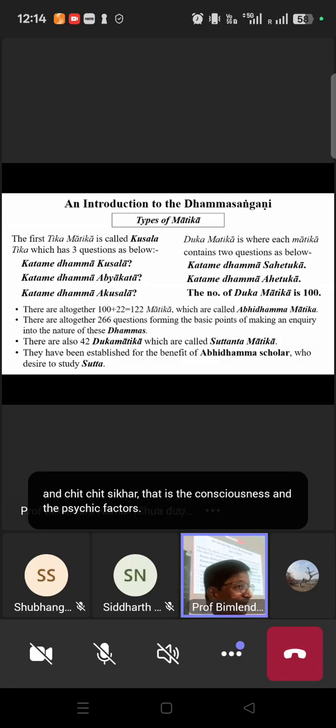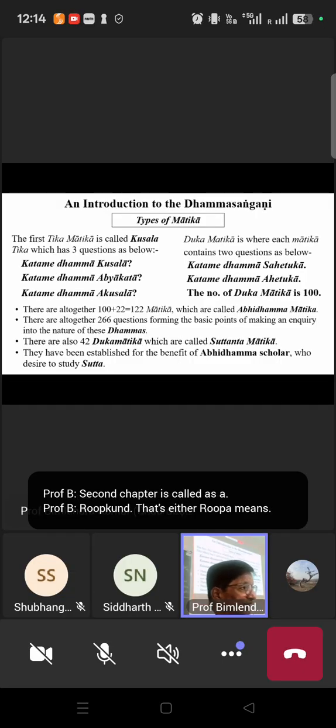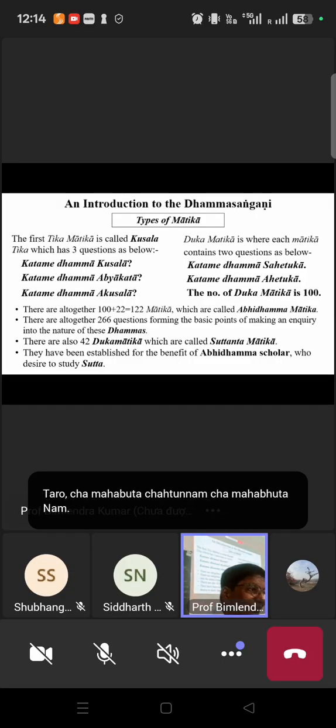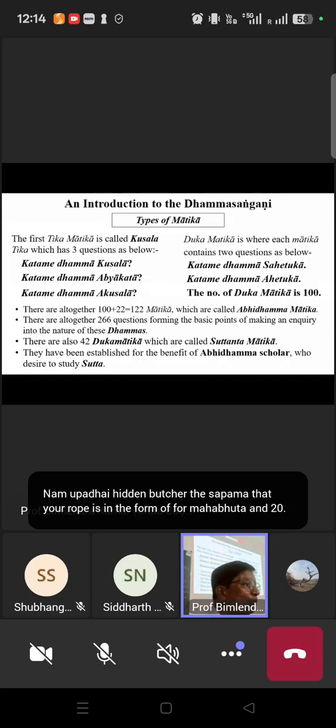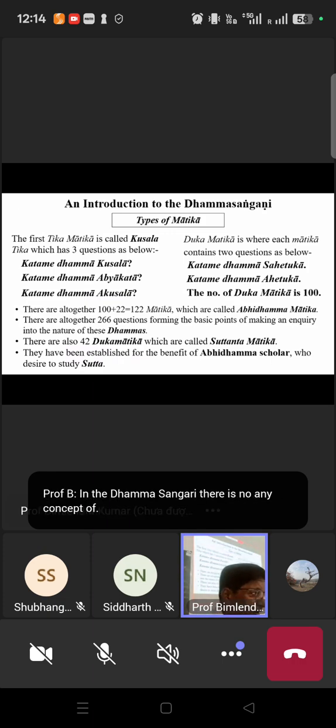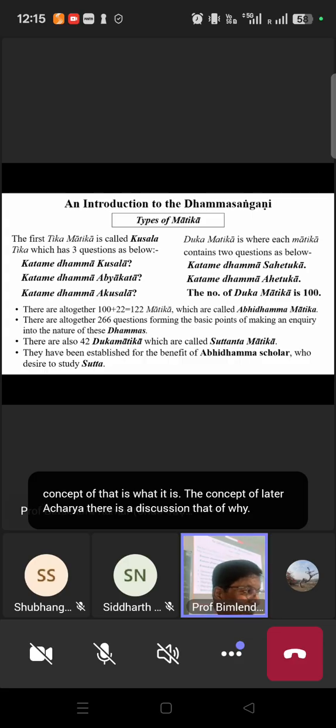The second chapter is called Rupakanda. That is, Rupa means Cattaro ca mahabhuta catunnam ca mahabhutanam upadaya rupam. Here Rupa is in the form of 4 Mahabhuta and 23 types of Upadaya Rupa, the derived material qualities. In Dhammasaṅgaṇi, there is no concept of Hadaya Rupa, that is Hadaya Vatthu. It is the concept of later Acharyas. There is a discussion on why Hadaya Rupa has not been included in Dhammasaṅgaṇi.